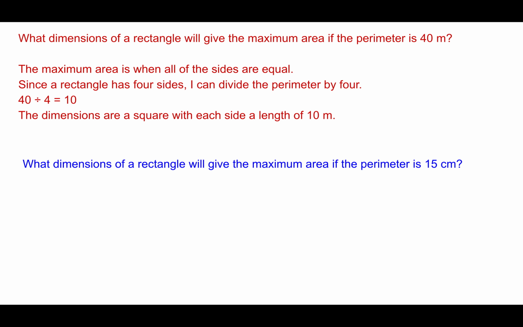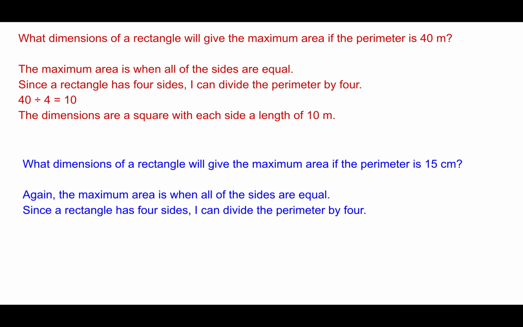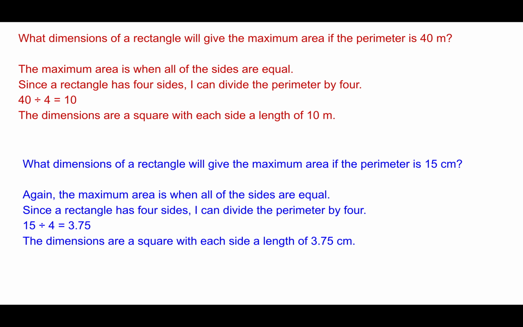Well, what about if I have a rectangle and I want to find the maximum area if the perimeter is 15 centimeters? Again, it's when all the sides are equal. So since the rectangle has 4 sides, I divide the perimeter by 4. So 15 divided by 4 is 3 and 3/4. So the dimensions are going to be a square with a side length of 3 and 3/4 centimeters.